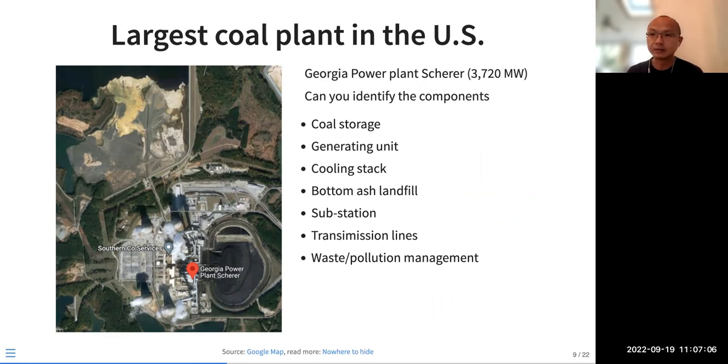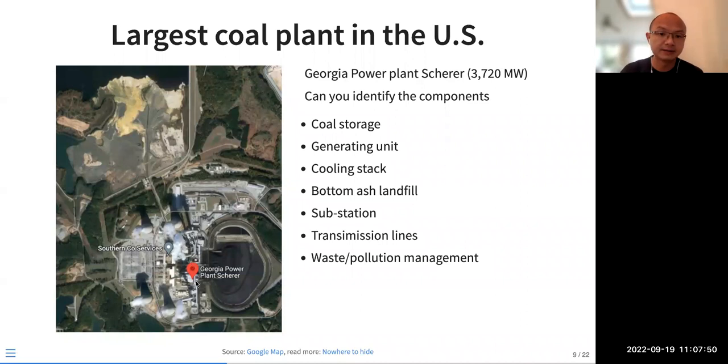This Google satellite picture shows the largest coal plant in the US, the Georgia Power plant, Scherer. It has more than 3.7 gigawatts of nameplate capacity, and you can try to identify all the components in the power plant. For example, here is coal storage, where coal is transported by train, dumped here, and prepared for use in the power plant.